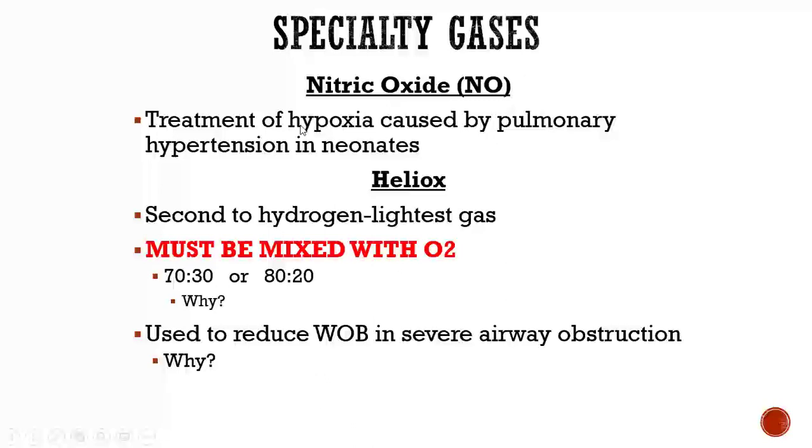Nitric oxide, again, is a treatment of hypoxia caused by pulmonary hypertension in neonates. The big takeaway for you here is that you need to know it's a pulmonary vasodilator. You need to know that it treats pulmonary hypertension in neonates. And essentially that's the big information chunk that you need for that.